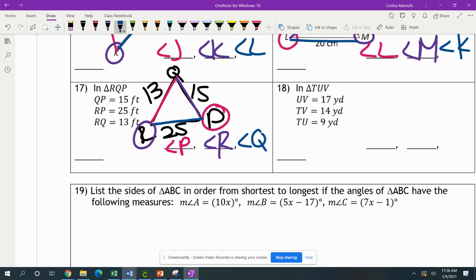All right, so here we have TUV. So of course we're going to have to draw the triangle. We have T, U, and V. So UV, they tell us is 17.